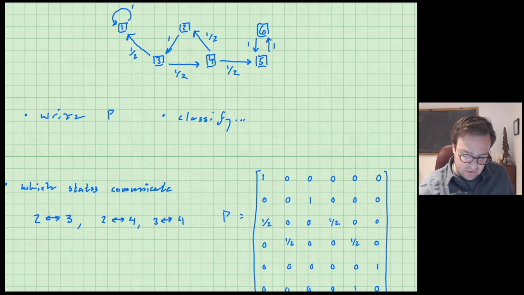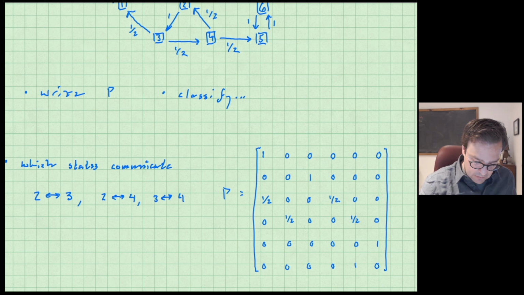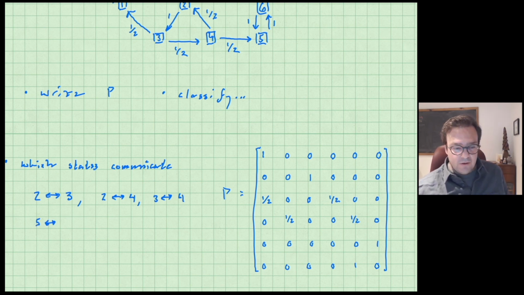So not in that triangle, but you can certainly, these two, right? You can get from 5 to 6, and you get from 6 to 5. And so that's another pair. Okay, so those are all the communicating pairs.